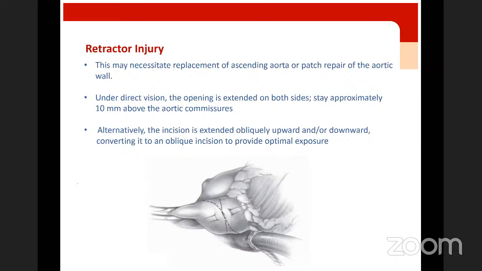Under direct vision, the opening is then extended on both sides. Care must be taken to stay approximately 10 millimeters above the aortic commissure. Alternatively, the incision can be extended obliquely upward or downward, as you can see here, converting it into an oblique incision if there was a tear.